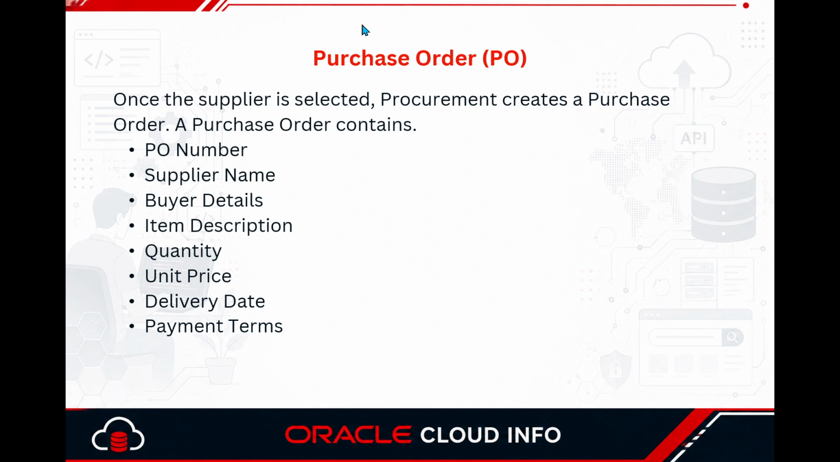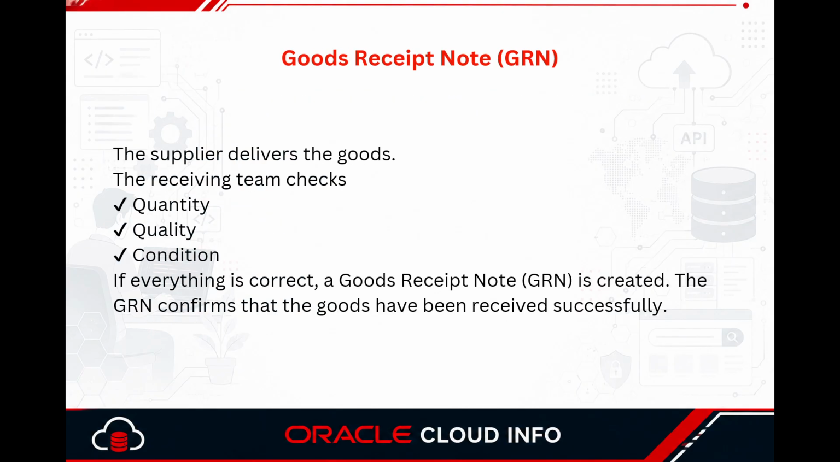Once the supplier is selected, the procurement team will create a purchase order. A purchase order contains a purchase order number, supplier name, buyer details, item description, quantity, unit price, delivery date, and payment terms. Once the supplier delivers the items, the receiving team will check the quantity, quality, and condition.